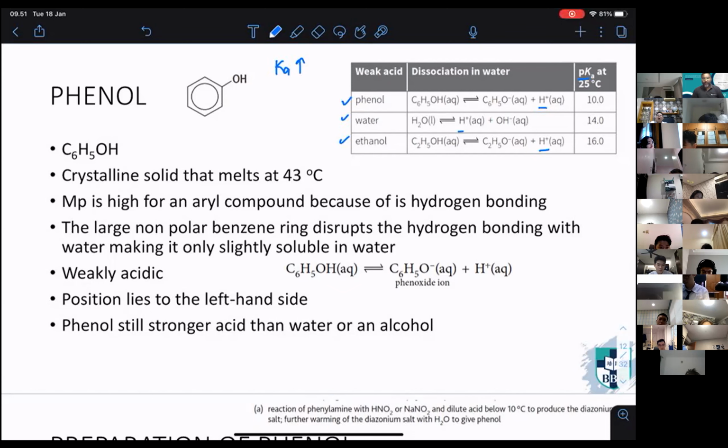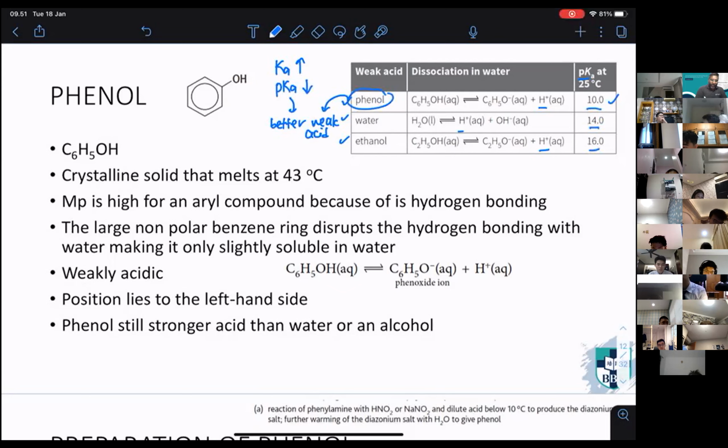More amount of H+. And if you change it into pKa, pKa is the negative log, similar to pH. If you have a lower pH, it means it's more acidic. Similarly, if you have a lower pKa, it is a better weak acid, because Ka is used for weak acids. It means the H+ is more. So if you look at these values, 10, 14, and 16, this is going to be the lowest. It means that phenol is going to be a better weak acid. That is a simplified version.